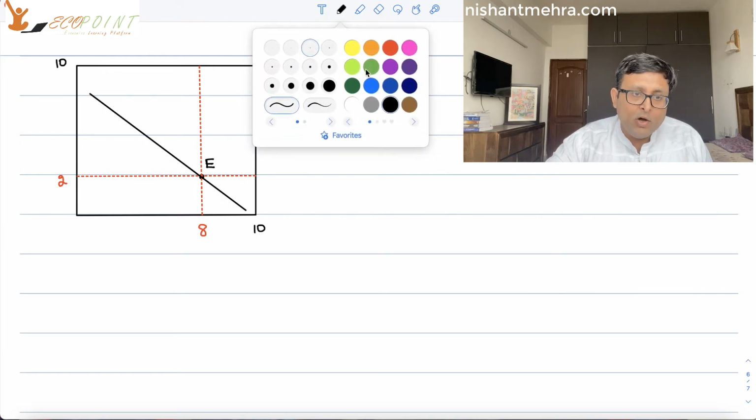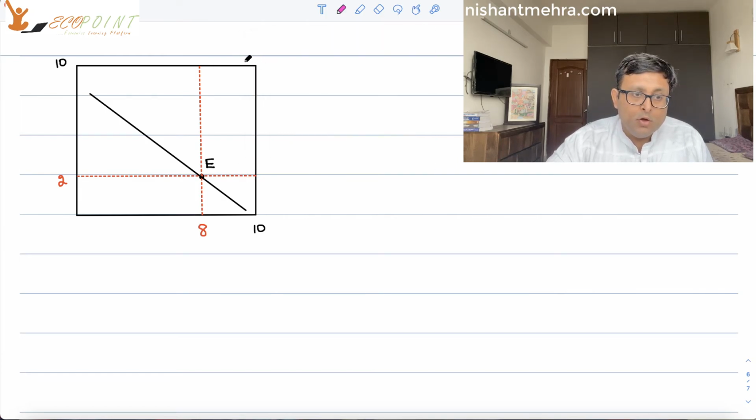And what is your endowment? I'm measuring this from your side too, from your origin. This is OB, this is OA. And you have 2 units of X and 8 units of Y. So for you also this is an endowment, from your side. And prices are the same for both of us, PX and PY.